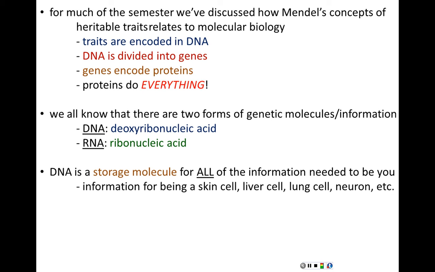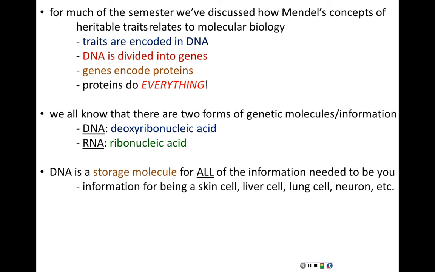How does a skin cell become a skin cell, a liver cell become a liver cell, and a neuron become a neuron? Well, the skin cell expresses only skin cell genes. That is to say, the skin cell only makes the proteins that the skin cell genes encode. The liver cell doesn't make any of those skin cell proteins.